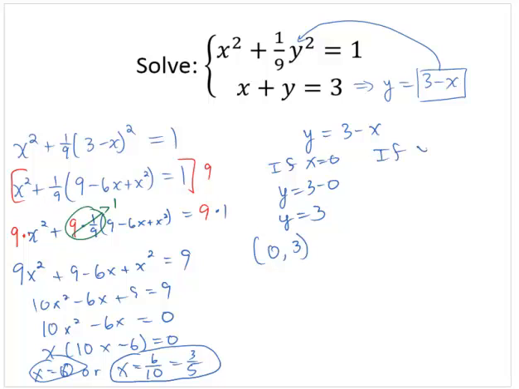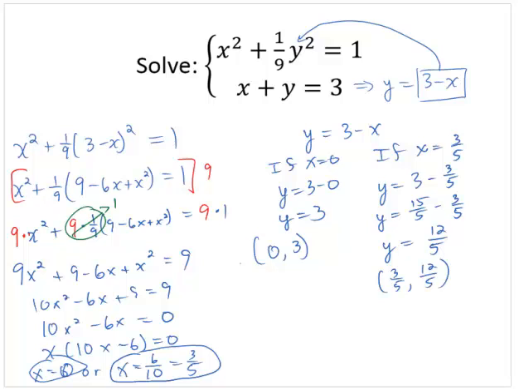If x equals 3/5, y would equal 3 minus 3/5. Well, 3 is 15/5 minus 3/5, and so y would equal 12/5. And so that would give us another solution as an ordered pair, (3/5, 12/5). So we have two solutions of the system, (0, 3) and (3/5, 12/5).